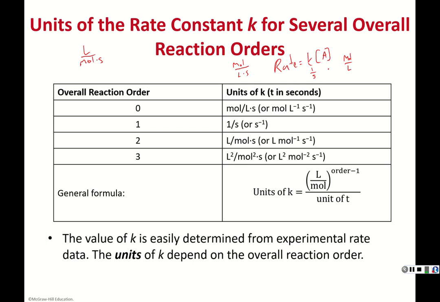And why is that? Well, it's because your second order rate law is going to have a moles per liter there squared. So you're going to have moles squared per liter squared. So those will cancel with one of those, and you'll be given moles per liter per second as your rate. Okay. So knowing these units of K is very helpful.